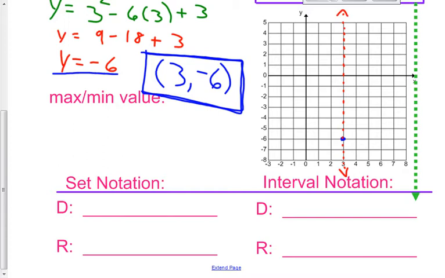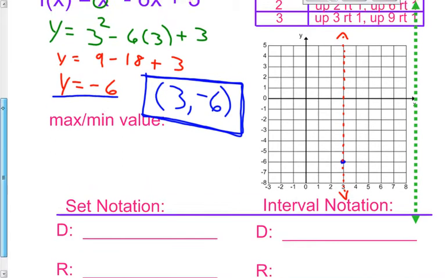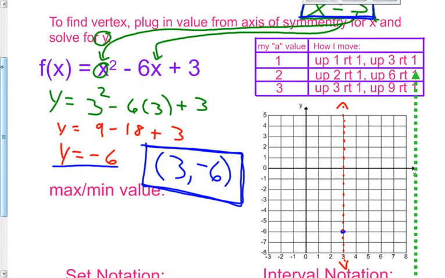So that vertical line, that red line, is the axis of symmetry. That's kind of like our mirror, as we've talked about. So when you fold the parabola, the two wings, as I call them, should come right on top of each other. Maximum or minimum value? Let's do that after we graph it. We're now going to graph it.